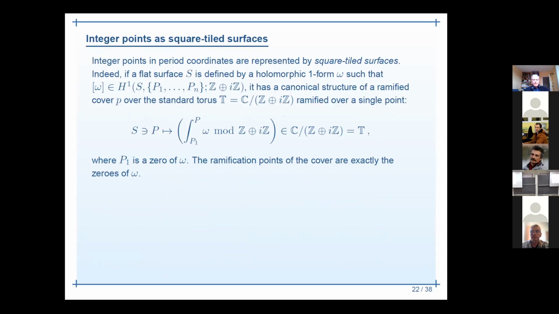Now, the points of the lattice which I used. A point in this cohomology lattice, geometrically, is exactly a square tiled surface. For example, for abelian differentials, it's particularly visible. If we have a point of our moduli space, which in period coordinates is represented by a point of the lattice Z plus iZ, then I claim that the corresponding flat surface is a ramified cover over a torus with ramification over a single point. And the proof is by construction.